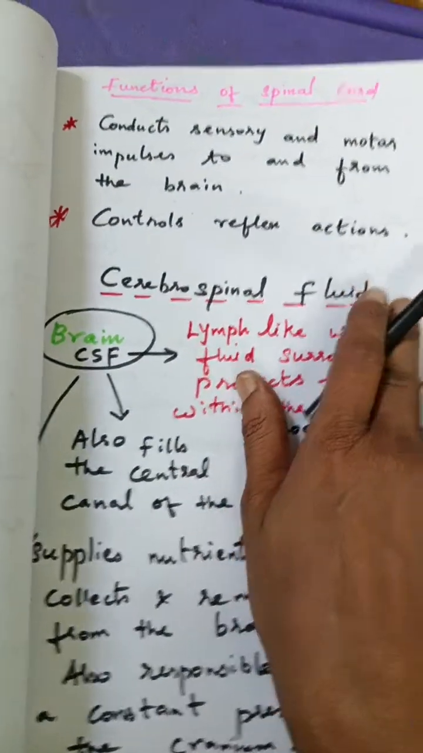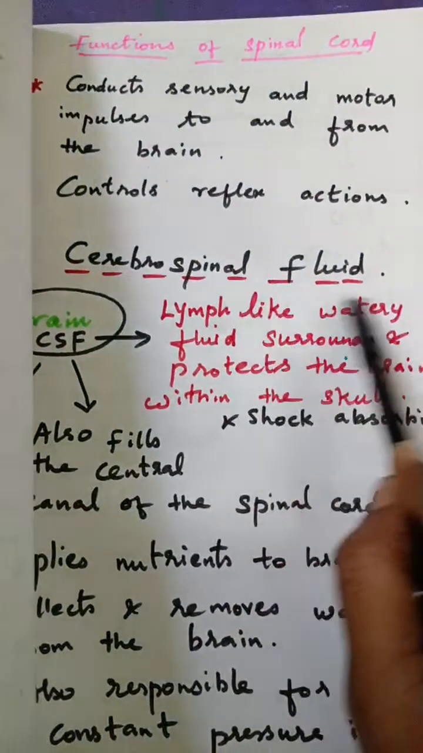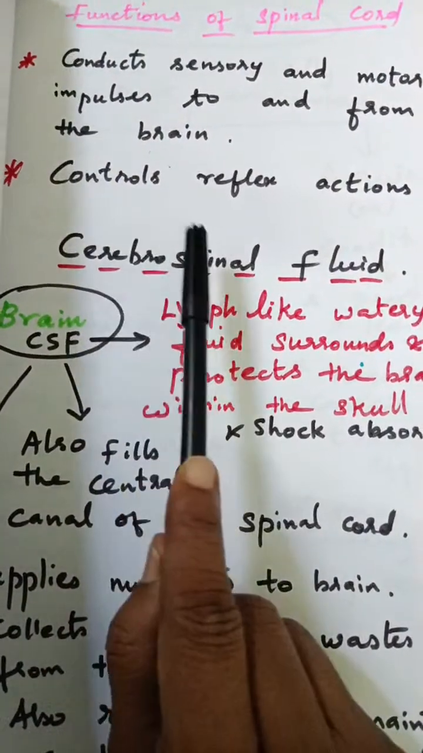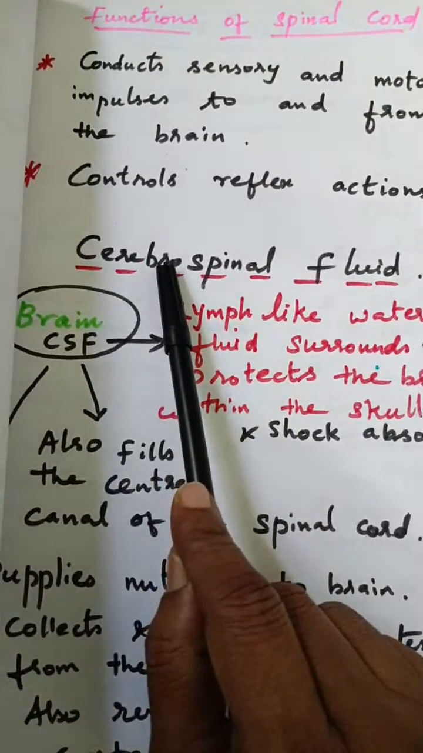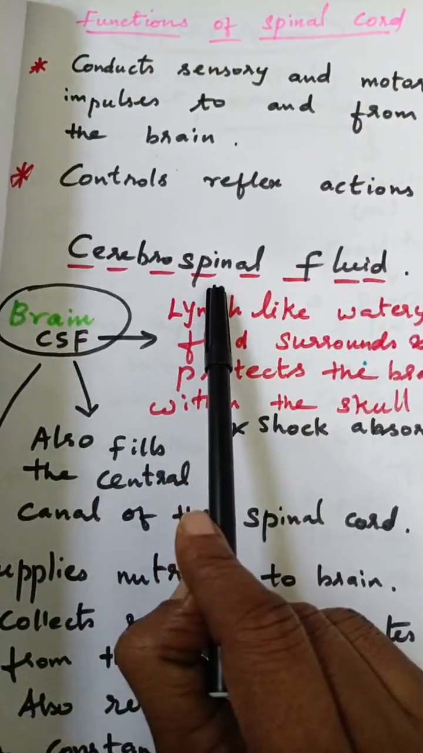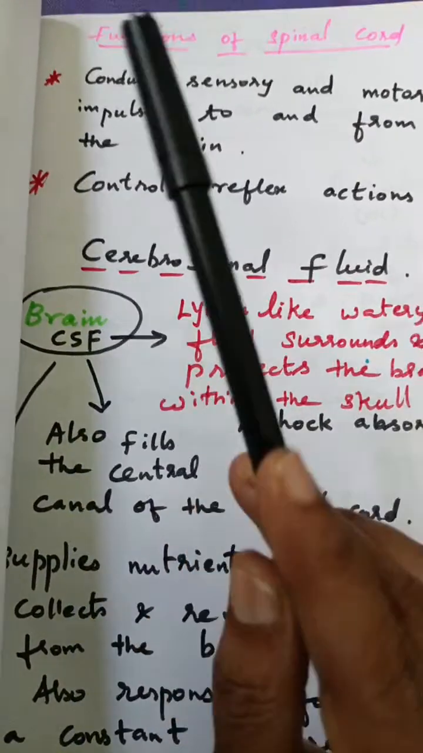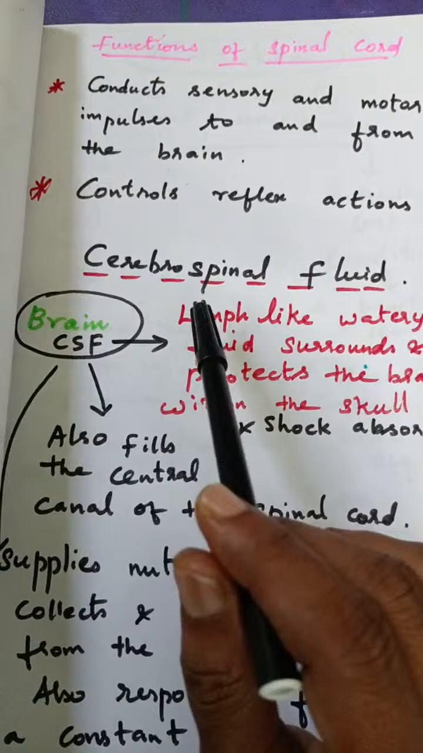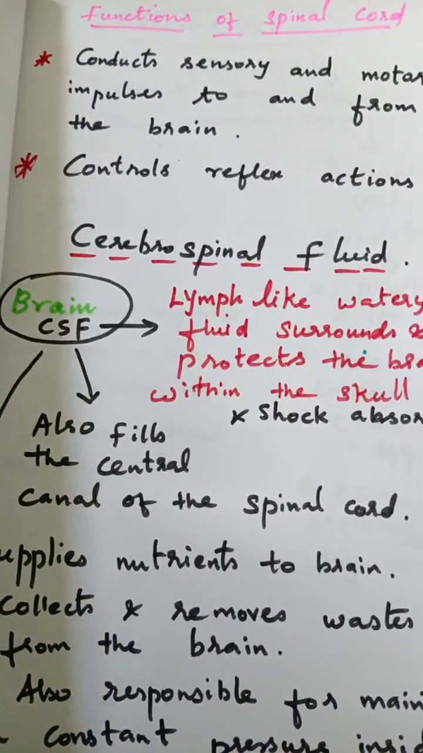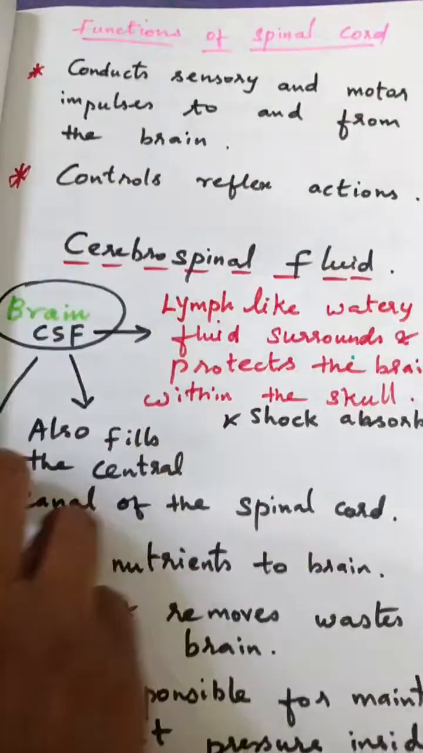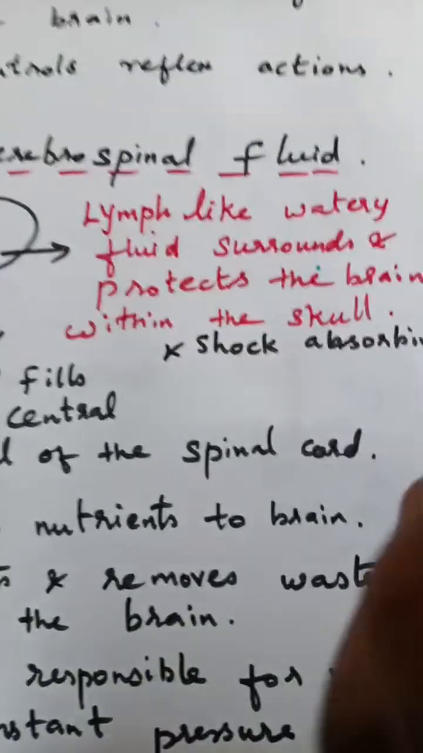Clear? So now next we will see about the cerebrospinal fluid. Why is it called cerebrospinal fluid? Because it is present in the brain and it is also present in the spine. Your brain has cerebrospinal fluid, and this fluid is also present in the spinal cord. What is the nature of this fluid, children? It is lymph-like. What is lymph? You have learned about lymph in your previous classes.